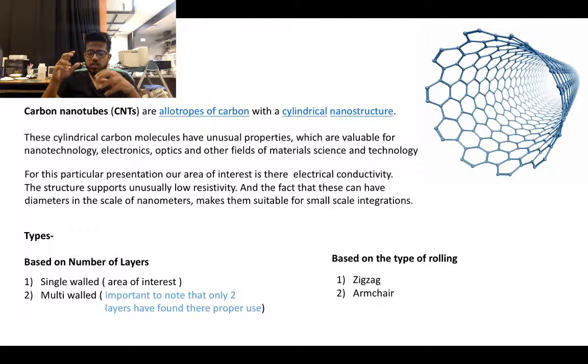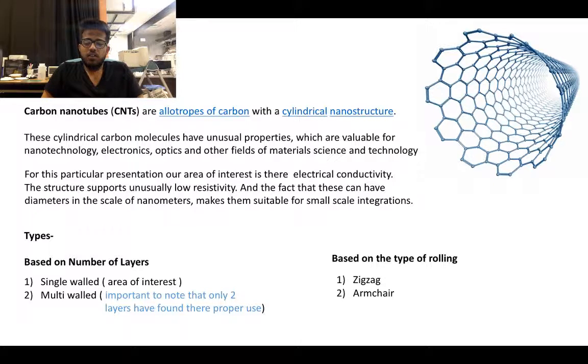It has some interesting properties. The properties of these can be modulated by the number of layers you put on and the fashion you twist it. Basically, our interest in this field is its conductivity. Its tensile strength is also high. Its flexibility is also high. But our interest here is the electrical conductivity.